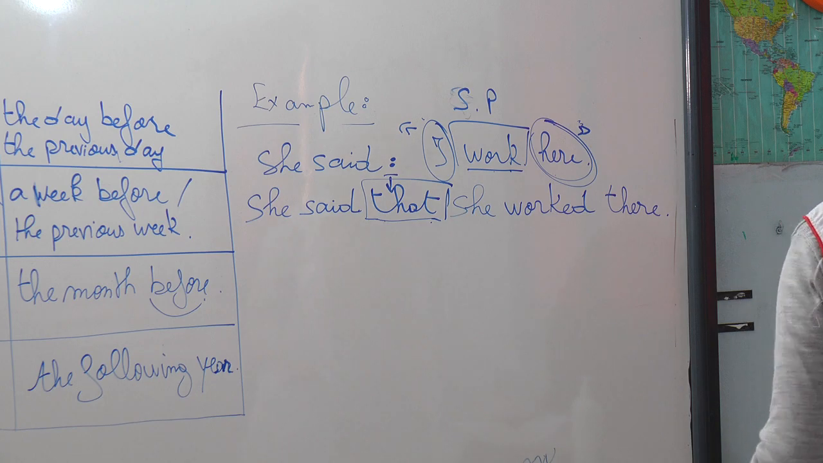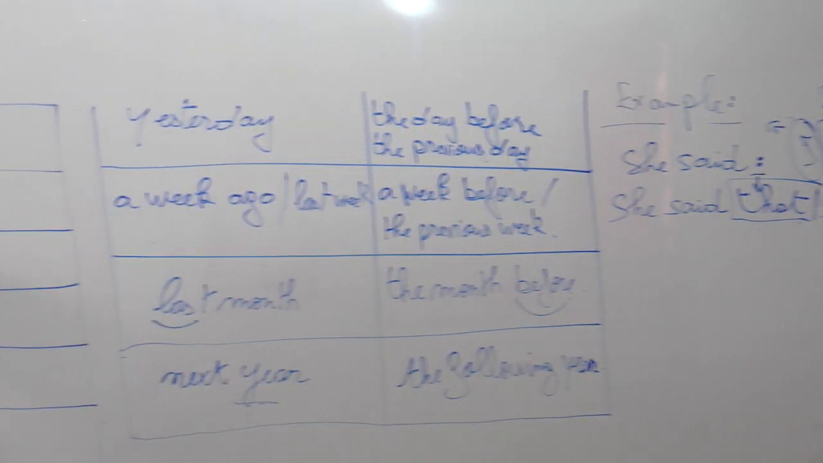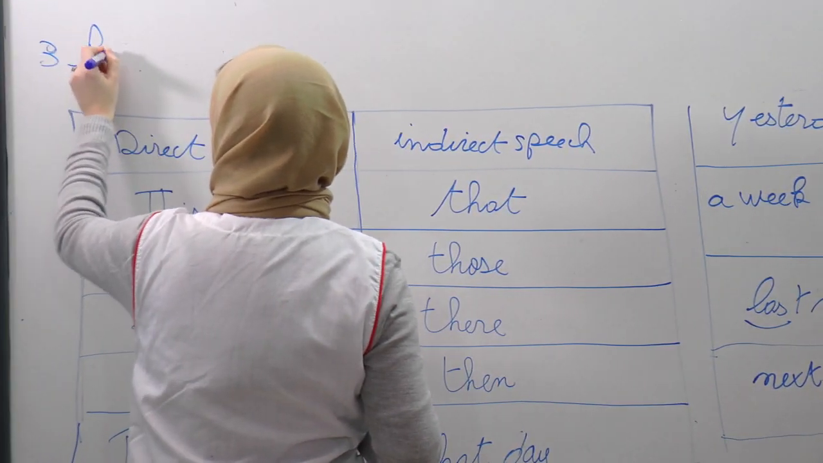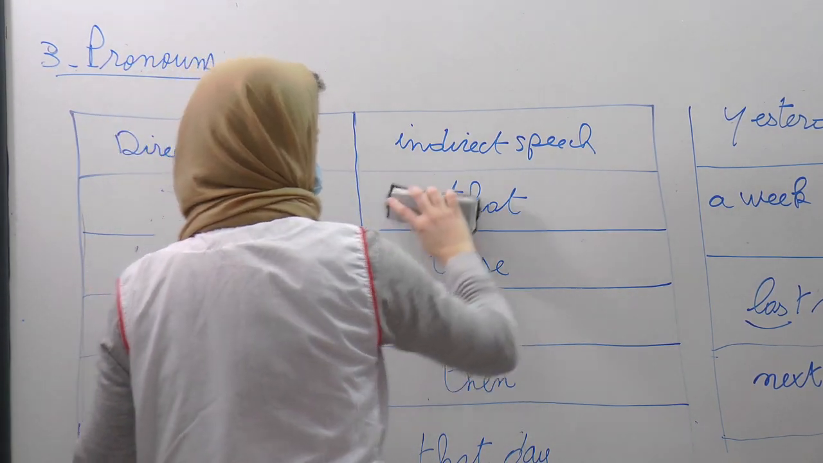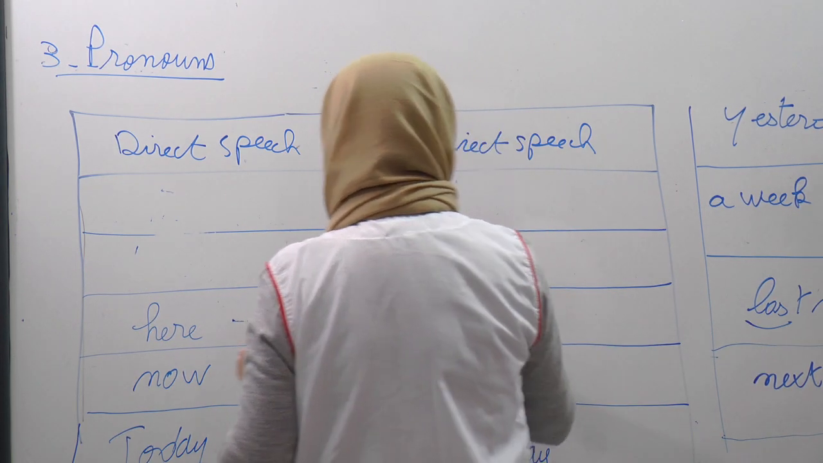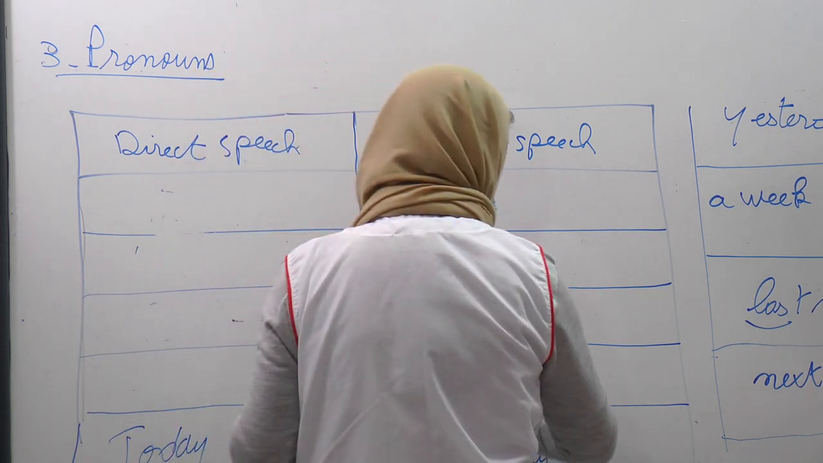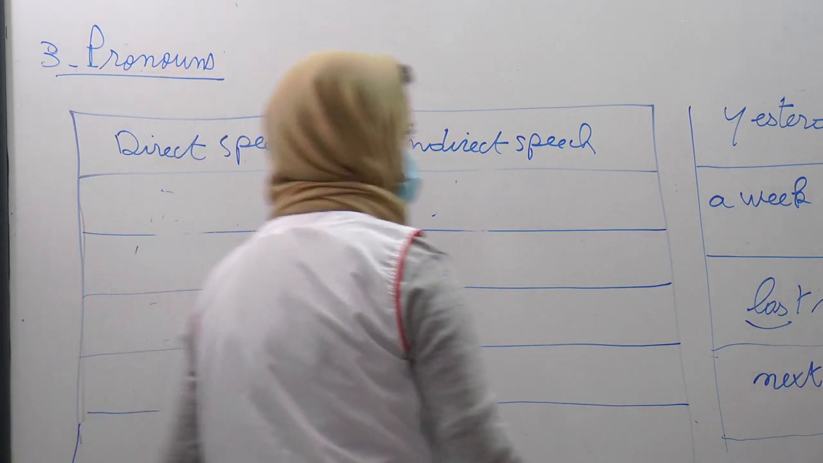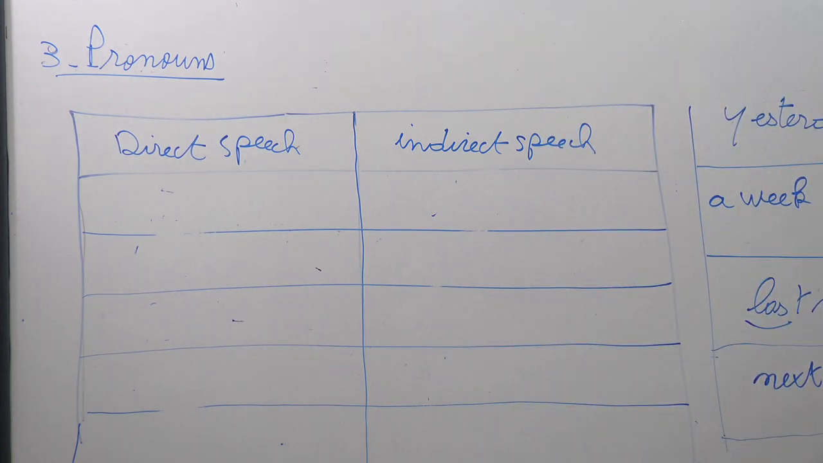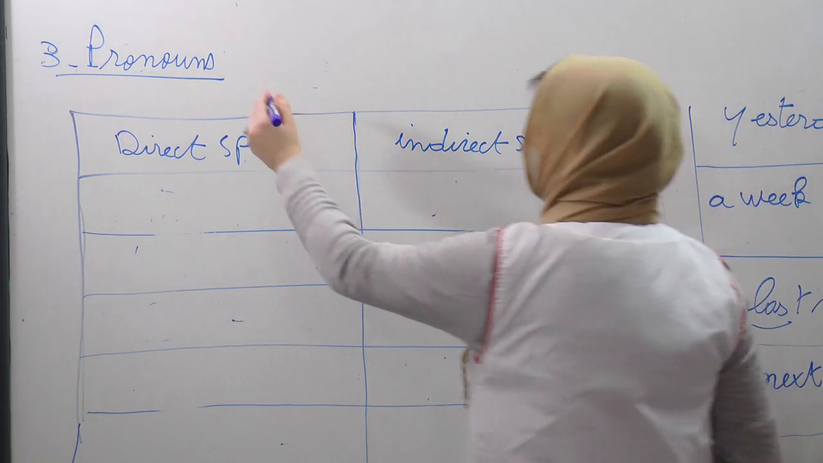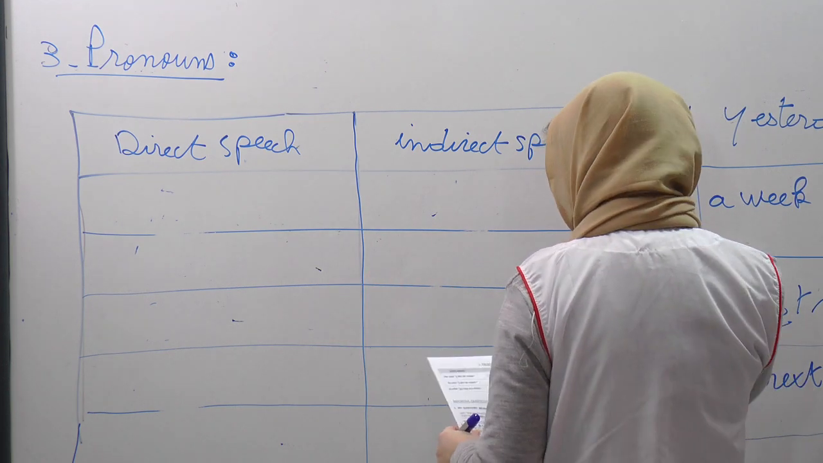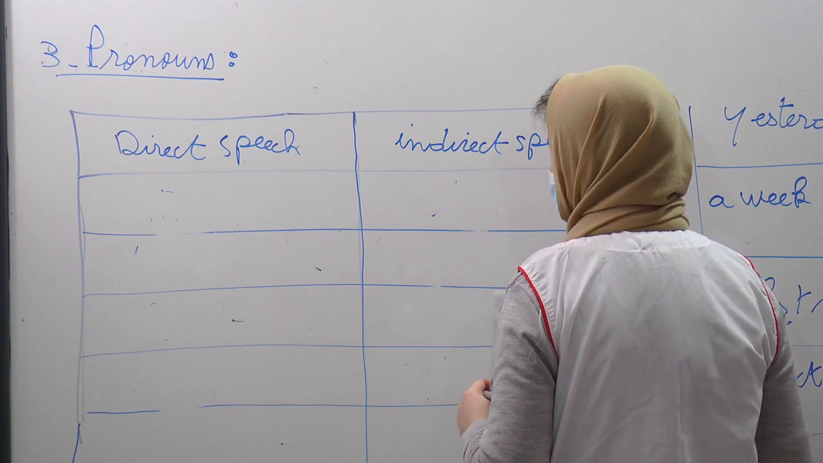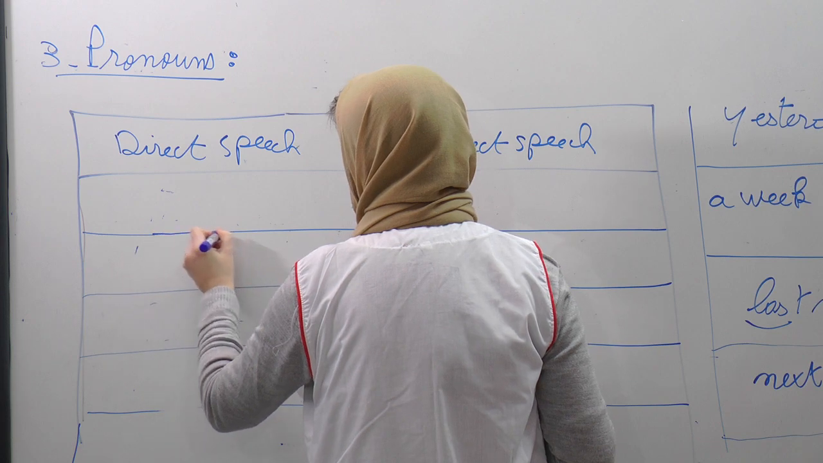The third title is concerning the personal pronouns. So we write here pronouns, number 3. We keep the table, in order not to waste time. I think we have just some examples. We are not going to make them all because you know them. When we say pronouns, or the personal pronouns, you know them: I, you, he, she, it, we, etc. So even these personal pronouns need transformation from direct to indirect speech.